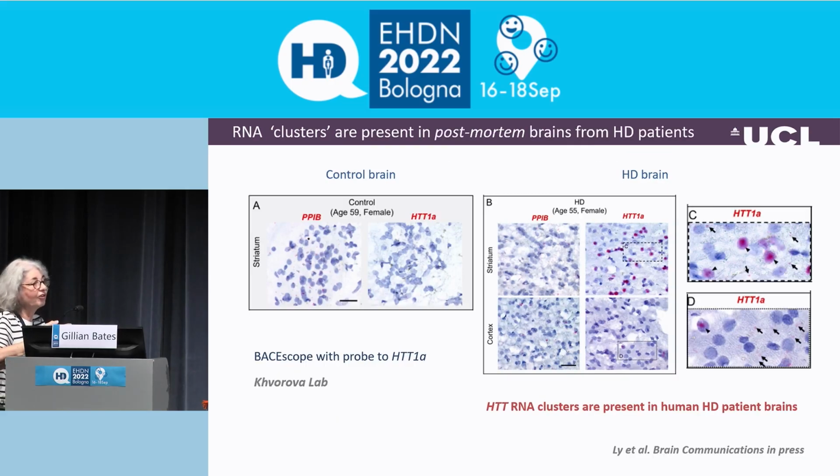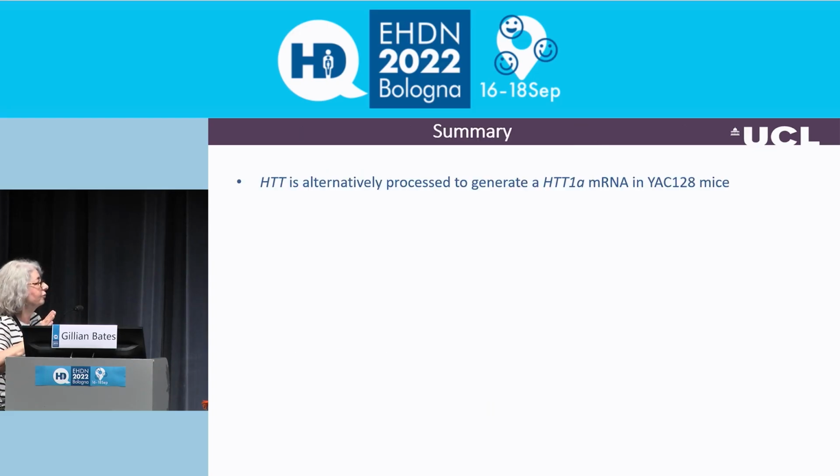Anastasia Khvorova's lab has done a lot of work on this. They've analyzed those clusters in great detail in both the YAC128 and the BAC models. And Anastasia spent quite some time looking to see whether she could see them in post-mortem brain, and she has a paper that's currently in press. This is using a chromogenic version of RNAscope. These are controls, this is a control probe. And as you can see here, with a probe to the Huntingtin 1A transcript, she can see these large clusters in the striatum and cortex of post-mortem brain.